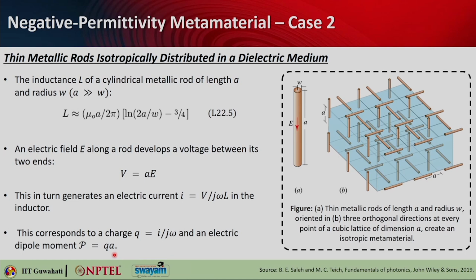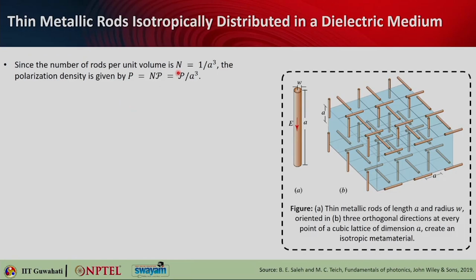Q is the amount of charge and A is the separation between the charges. Now, if you consider the number of rods per unit volume to be capital N, that is 1 over A cube, since A cube is the volume. So, if you consider only one rod in a unit volume of a unit cell of length A, then the polarization density capital P can be written as N times curly P. So, it is basically curly P over A cube.